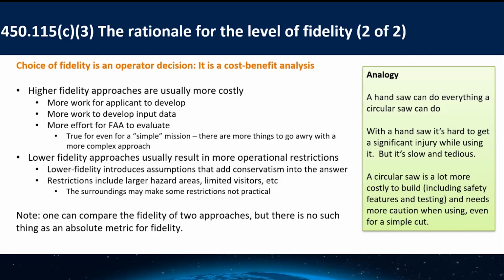One important note here is that there is no absolute metric of fidelity when one compares the fidelity of two approaches, since both of these come with their own biases and uncertainty. An analogy for this discussion is featured in the green box that compares the practicality and cost of two different saw approaches. The hand saw is relatively cheap, but restrictive and unsafe. The circular saw may be more practical to use and safer, but it's more costly. So it's a decision of the applicant to balance those two constraints.